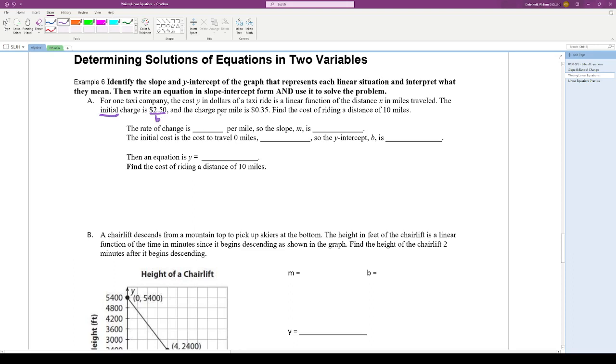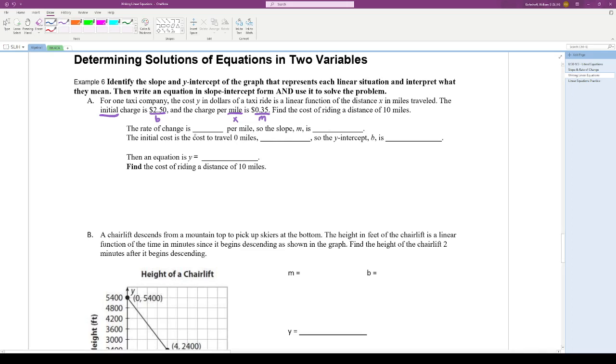And the charge per mile, so we don't know how many miles we've gone, so the number of miles is going to be our variable. The charge per mile, how much we're adding each time we have x, will be our slope. So we have 35 cents per mile. We want to find the cost of riding a distance of 10 miles. And you can probably really easily see that if we do 10 times 0.35 and add that to 2.5, we would get our answer. So this is something you can probably do as mental math really easily, but we want to see how to formally do that by following all of these steps. That way we can handle more complex problems as well.